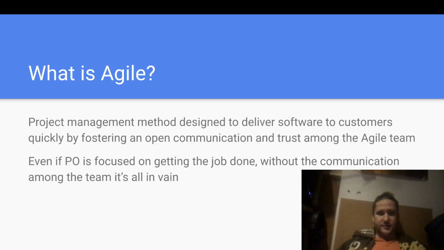And a fun fact was that Agile itself, this philosophy if you can say so, was created among software development teams. So, whoops.